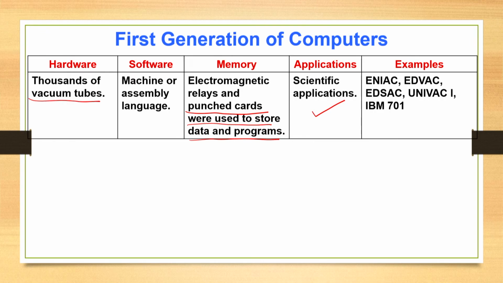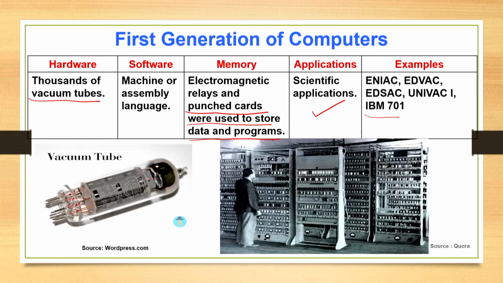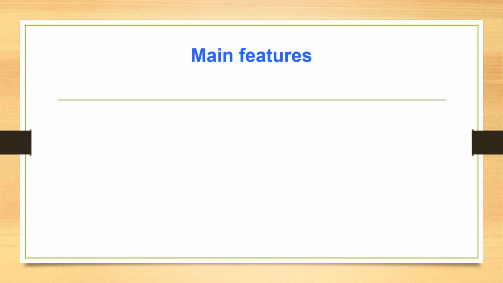Some of the names of the computers which were used in the first generation were ENIAC, EDVAC, EDSAC, UNIVAC 1 and IBM 701. So, have a look at this vacuum tube and the computer that was used during the first generation. From here itself you can make out that the size of the computer was very large.